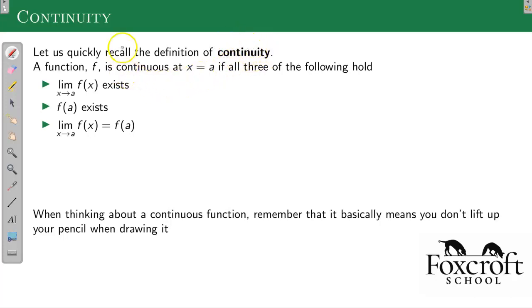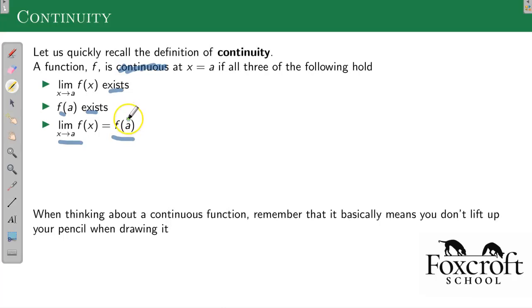So we have this definition for continuity. A function is continuous at a value if all three of the following hold. The limit has to exist, the function value has to exist, and those two things have to be equal to each other. Those are the three things that go into being continuous.